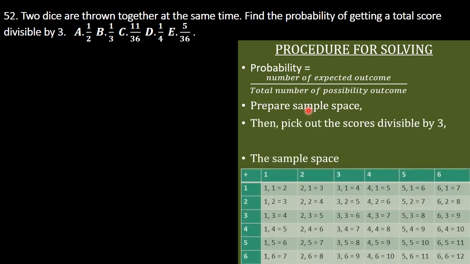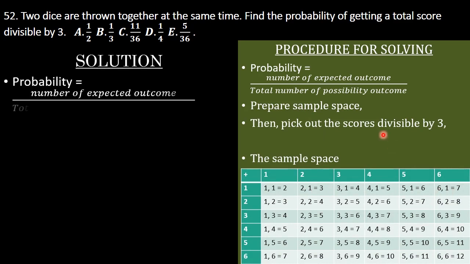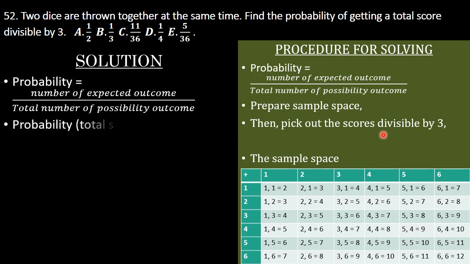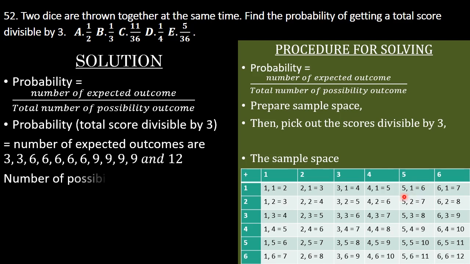Let's check the solution. Probability is equal to number of expected outcomes over total number of possible outcomes. The total scores divisible by 3 are 3, 3, 6, 6, 6, 6, 6, 9, 9, 9, 9, and 12, divided by the total number of possible outcomes, which is 36. If you count this now, we have 12 over 36. When you convert it to its lowest terms, we have 1 over 3.